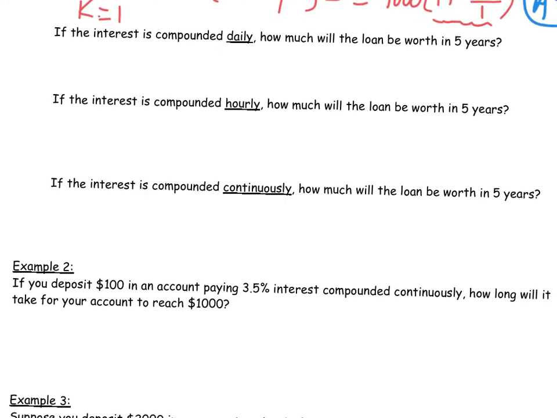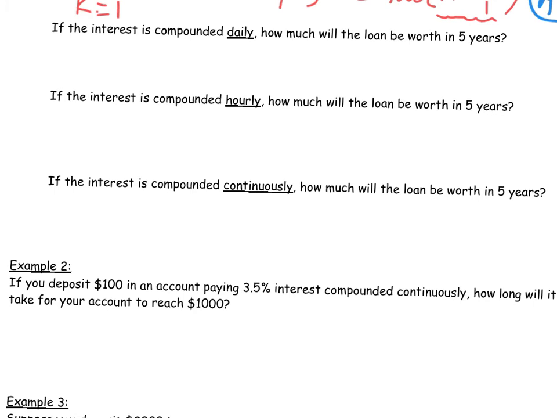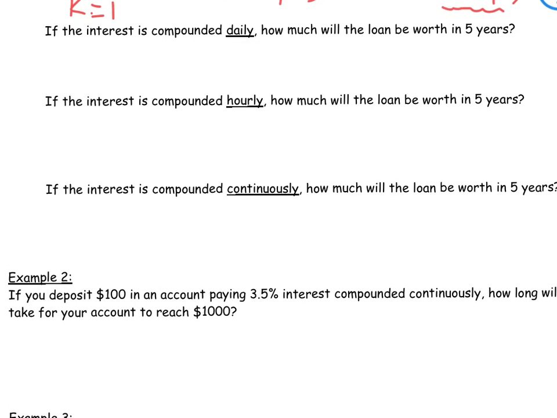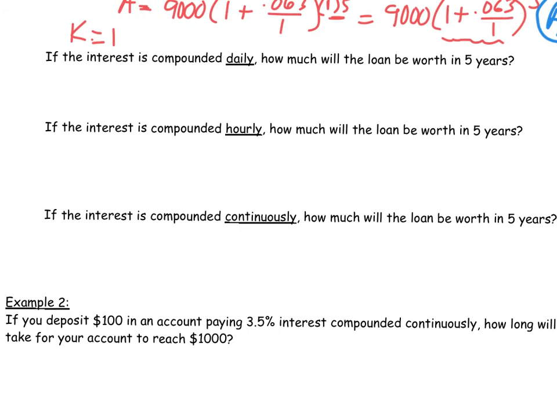Now let's look at this one. Basically the same problem, but now they want us to compound it daily. Okay, daily, right there. That means K is equal to, well, how many days in a year? 365. So when we're doing this formula, everything else is the same except K is now 365.